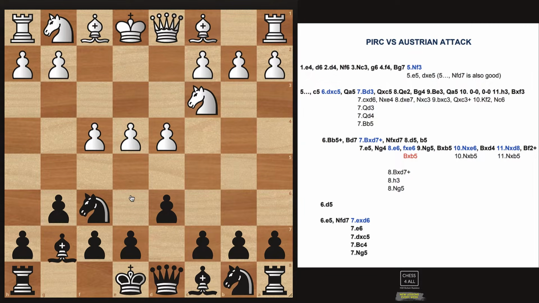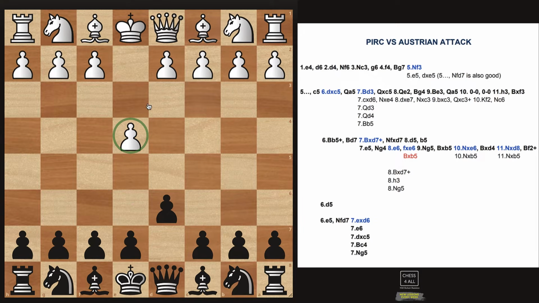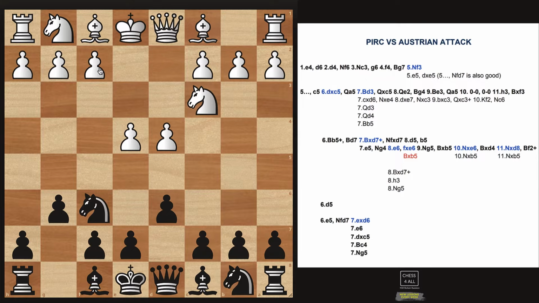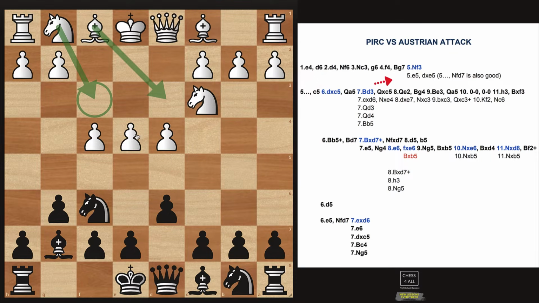With that said, let me go all the way back here, and let's talk about knight f6, knight c3, g6, and f4. Let's talk about the Austrian attack. So guys, after f4, our move is going to be bishop g7. But now, if you look at this information that we have on the right, you're going to see that the white pieces could do knight f3, which is what you already saw, this is the main line. They could do bishop d3, which is not a big deal, and they could do e5.